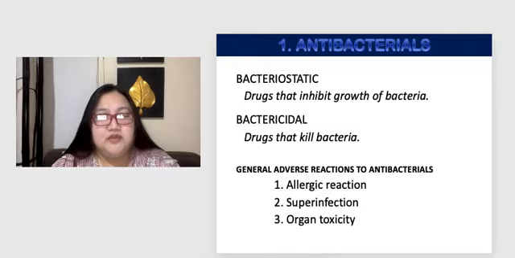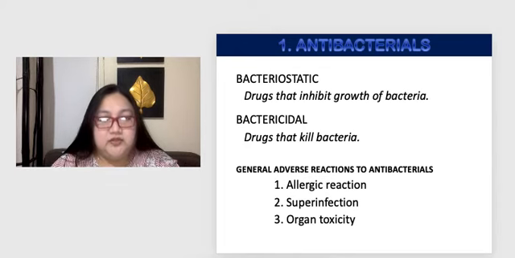Alright, now let's try to go to the general adverse reactions when giving antibacterials. There are three general adverse reactions. It's allergic reaction, it's superinfection, and it is organ toxicity. So when we talk about allergic reactions, it's allergy. I'm sure you're all familiar with allergies. There are only two kinds of allergy, mild and severe. There's no moderate allergy. So pag meron kang mild allergy because of a drug, no? Pero hindi lang naman sa mga gamot nagkakaroon ng allergy.